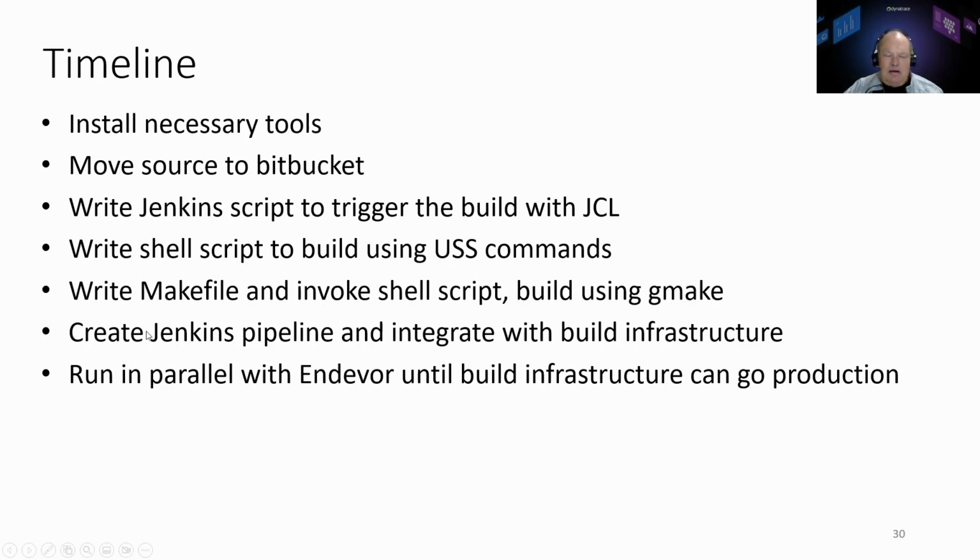And then our Jenkins team actually went and created the Jenkins pipeline to integrate with all the other build infrastructure. So we look no different than any other build going on in our company. And then for a while, we ran parallel with Endeavor before we went production. So we just made sure that every output and every sprint from the new Jenkins pipeline matched up with Endeavor. We were actually doing pushes and pulls to both Endeavor and Bitbucket for a while until we were satisfied and cut over completely.